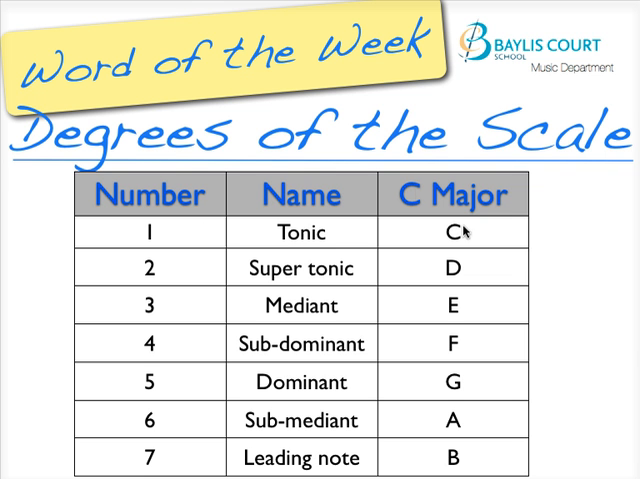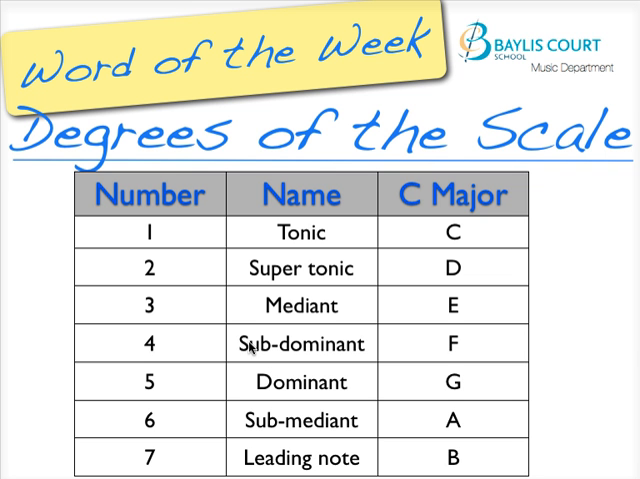So the first note in C major, being C, we would call the tonic. And then the second note, which in C major would be D, we can call the supertonic because it's one above the tonic. The third note in C major, called E, we can give the name mediant because it's the third one up. And then the 4th one we can call the subdominant, which would be F in C major.